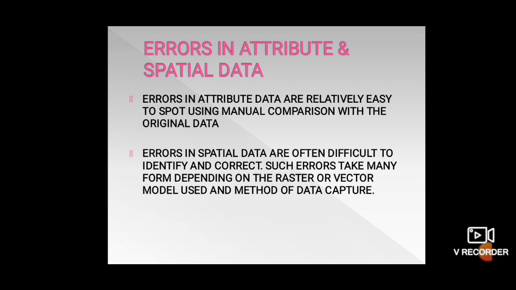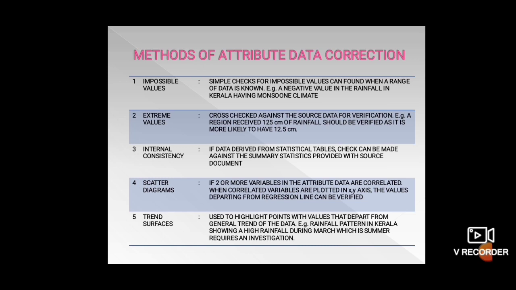Which are the common errors that occur in attribute and spatial data? In the case of attribute data, the errors are relatively easy for us to spot. We will be able to spot them with the help of manual comparison with the original data. At the same time, errors in spatial data are often difficult to identify and correct. Such errors come in many forms depending on whether we use the raster or the vector model and the method of data capturing.